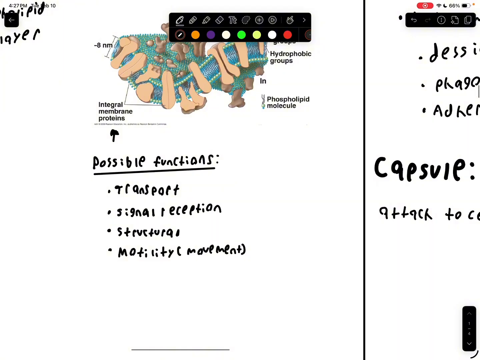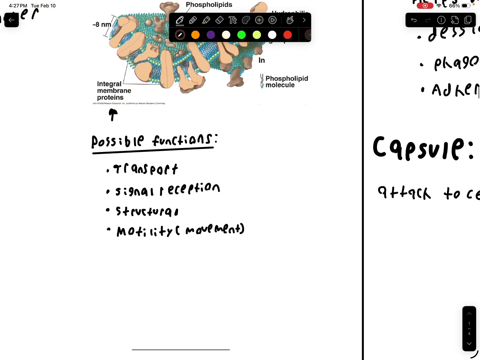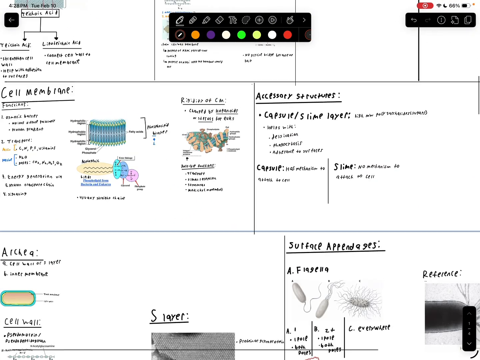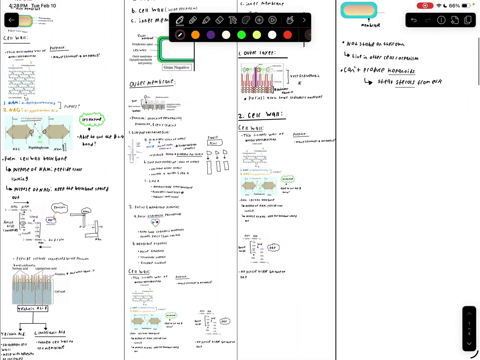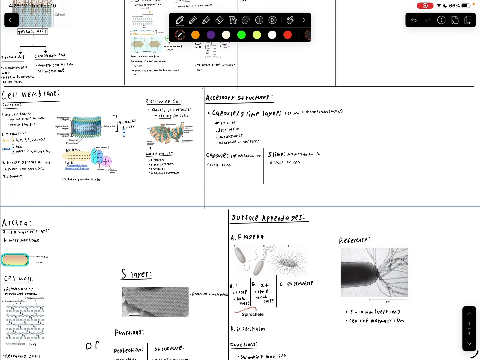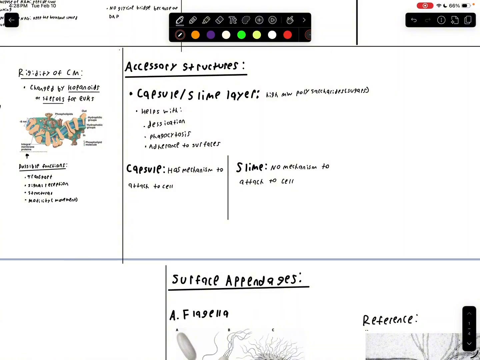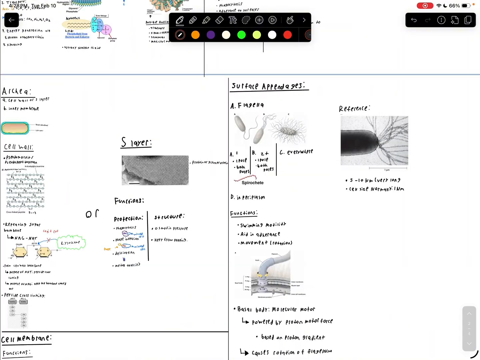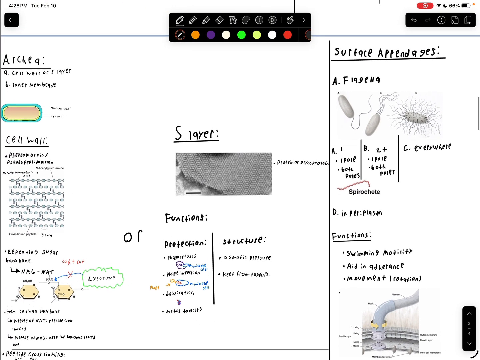Now, the other thing on here is these integral membrane proteins that we talked about. So like I told you, they can do transport, signal reception. They can either help hold the entire membrane together, or they can sort of help with movement in a sense. So now that you understand, we went from the top all the way to the bottom. And so what I want to do is talk about Archaea, and then we'll get back into accessory structures. So just keep following along so you're not confused.